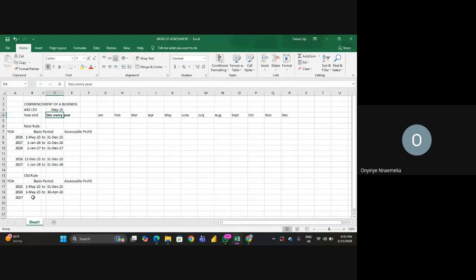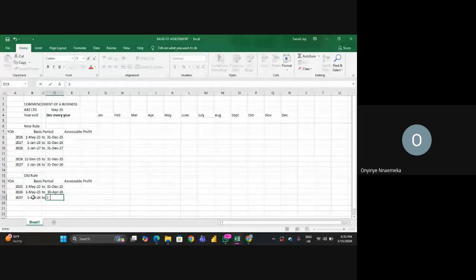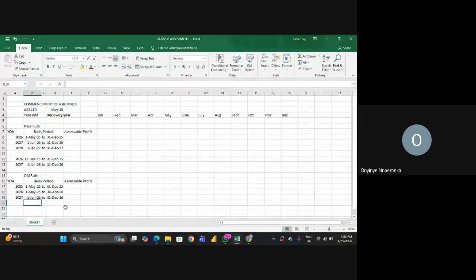So it means that following the preceding year basis, the basis period for the 2027 year of assessment is going to be 1st of January 2026 to 31st December 2026. Yeah, so this is it. I think in the last class there was a guy that was trying to correct me on this. Apparently the guy is correct.